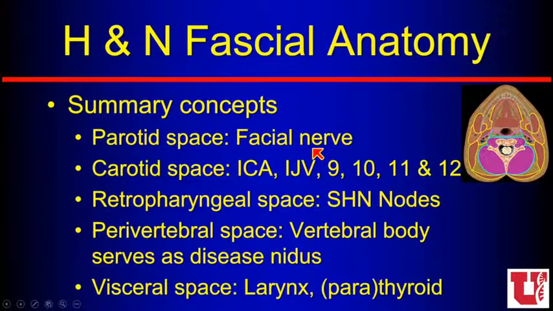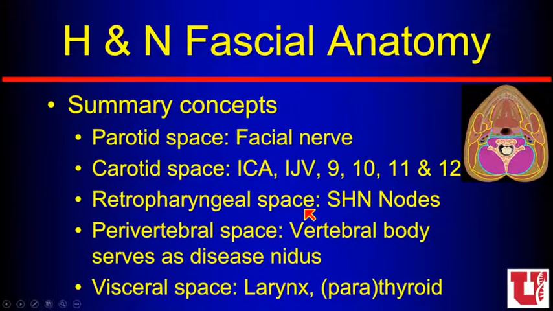There's another pes anserinus in the knee, but that's not important. Only the pes anserinus in the parotid space is important. In the carotid space, we remember that we not only have the carotid and the jugular, but we have parts of cranial nerves 9 through 12, and we think about the lymph nodes associated with this area.